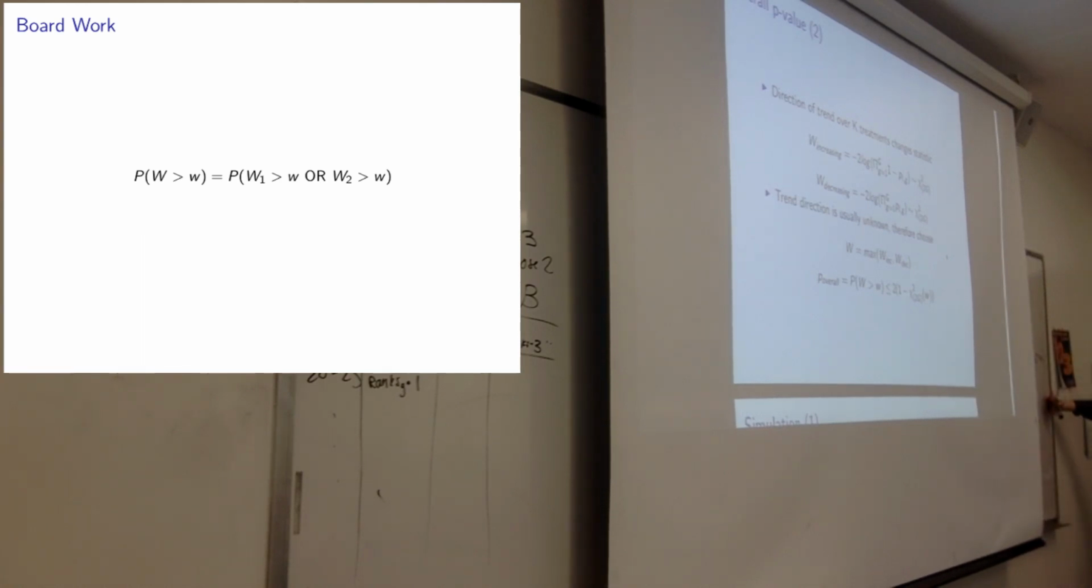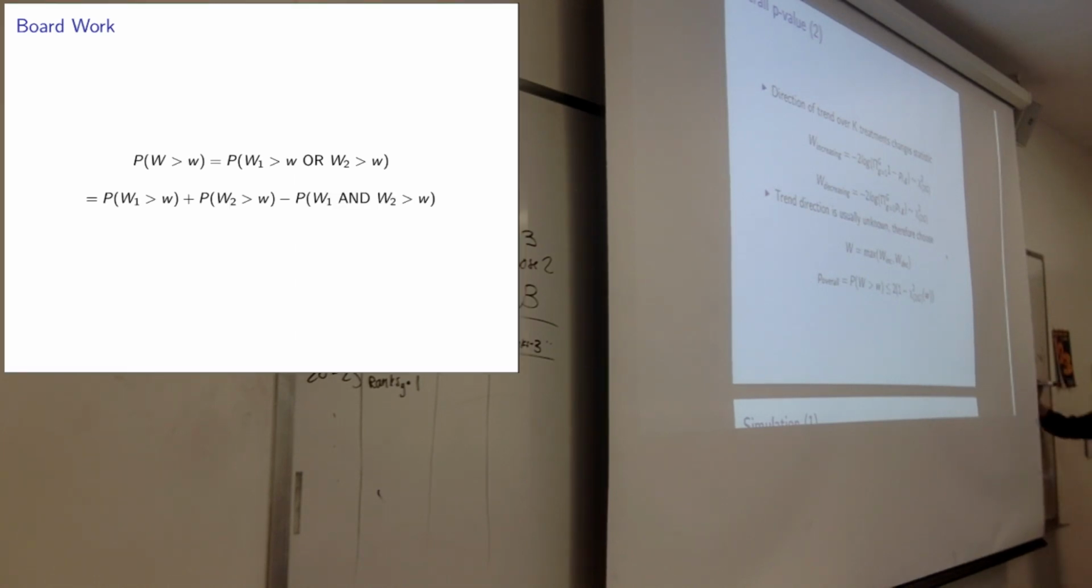And just using typical set theory, I think, we know that you can get this probability by taking the probability of W1 greater than w plus the probability W2 greater than w, and then minus the intersection.